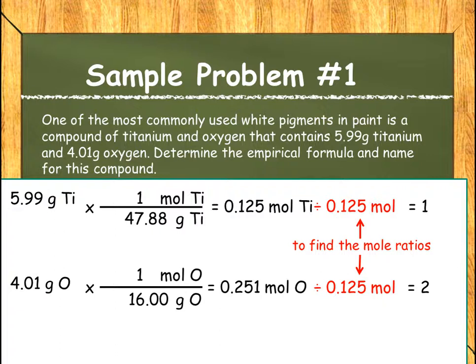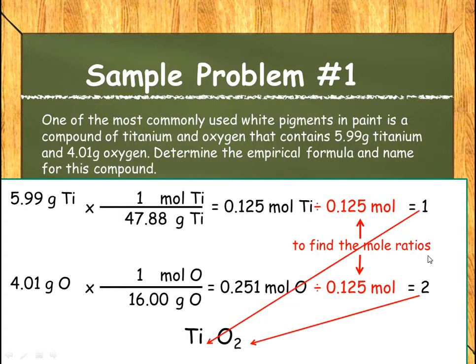What that means is that for every 1 mole of titanium, you have 2 moles of oxygen. So your final empirical formula is going to be what? TiO2. So your final formula is going to be TiO2. So write that down, and we're going to come back and do the next problem just like the way we did with this one.